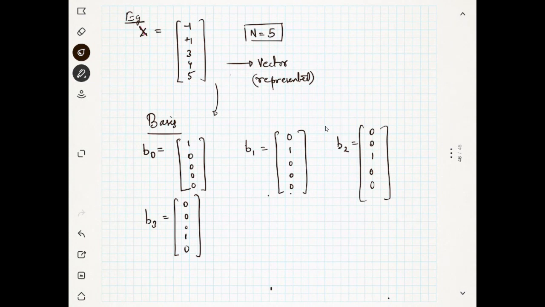B0, B1, B2, B3, and B4, right? B4 is 0 0 0 0 1. These are all the basis functions. So how many basis functions are there here? There are 5 basis functions. Please remember, I will rewrite my example again in this page.